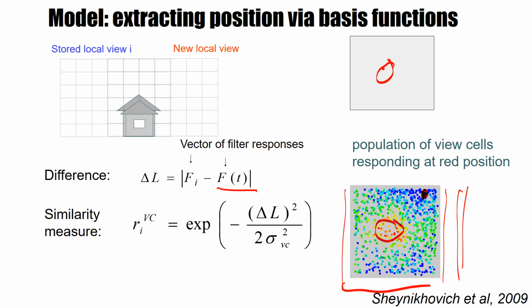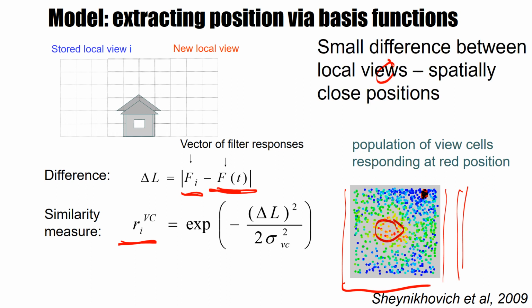This is my set of filters or vector of filter responses now at time t. I compare this with one of the stored views, the view that was stored at a certain time step. This is my view I, which also has a set of filter responses. And my similarity measure is just a Gaussian of the difference between these two filter responses.